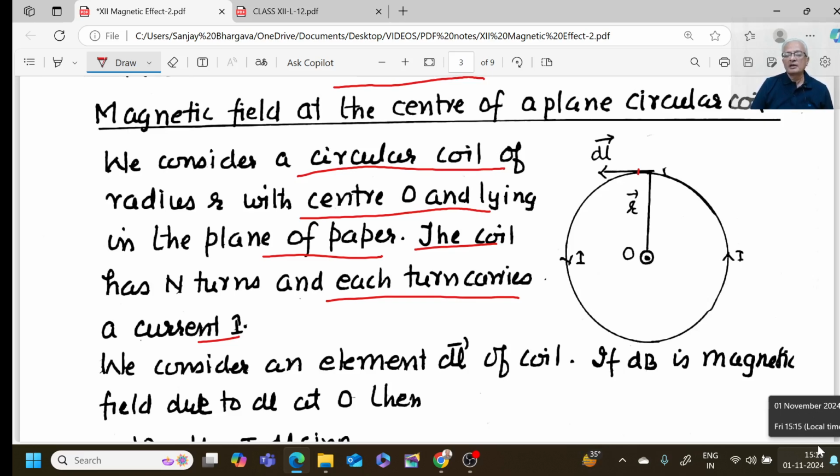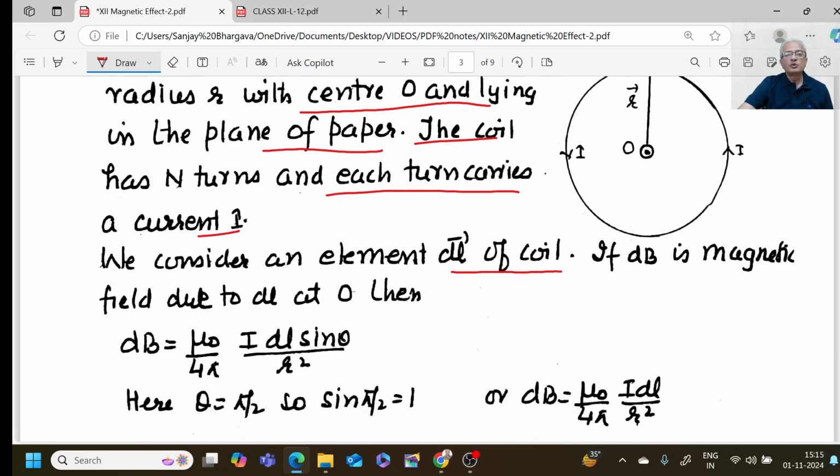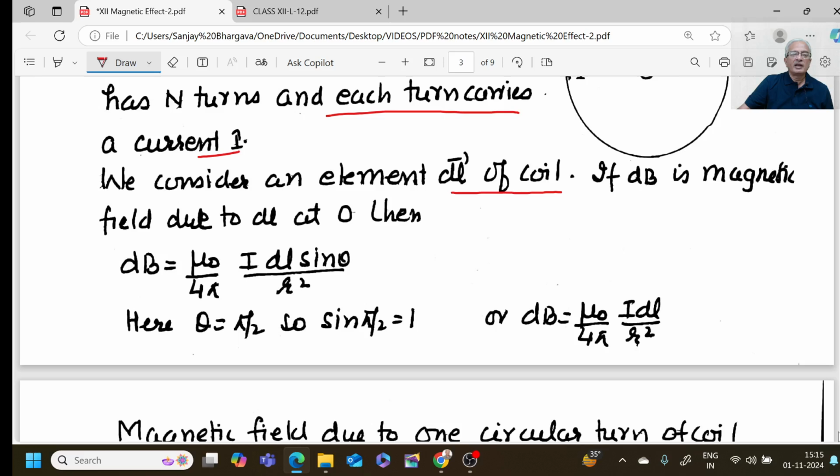इस कॉइल के अंदर नंबर ऑफ टर्न्स n है और हर एक टर्न में जो करंट फ्लो करता है उसका वैल्यू है I. We consider an element dl vector of the coil. If dB is a magnetic field due to dl at O, then dB would be equal to mu 0 upon 4 pi I dl sin theta upon r square.